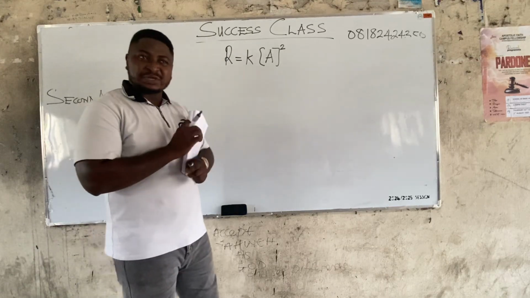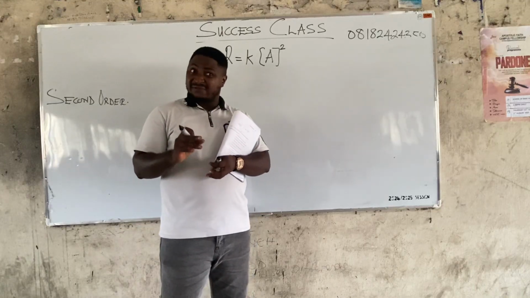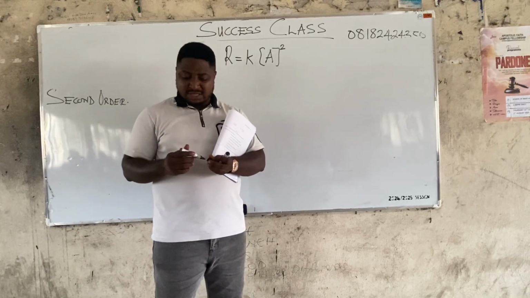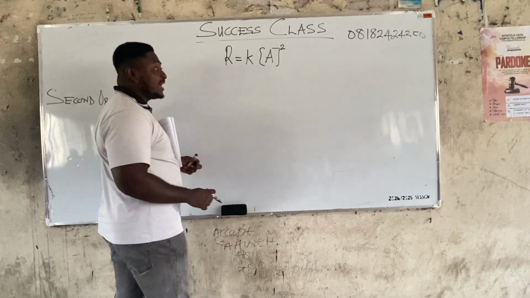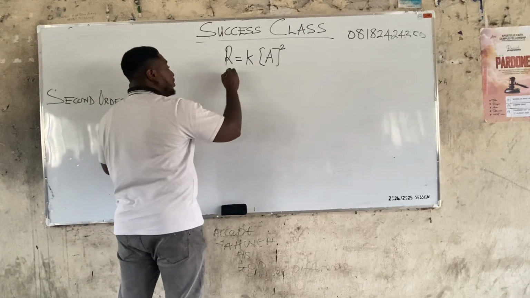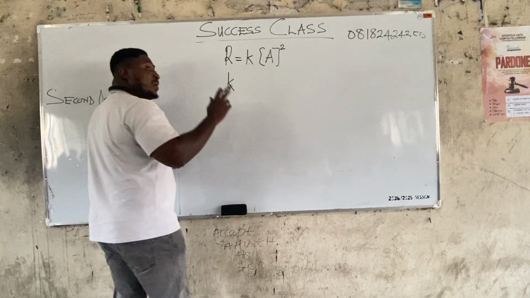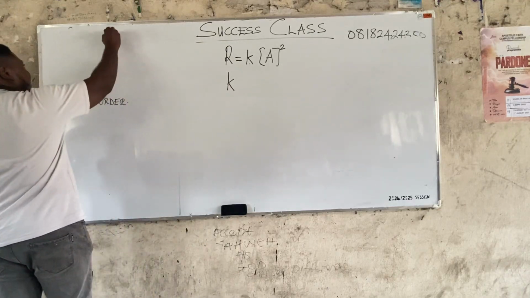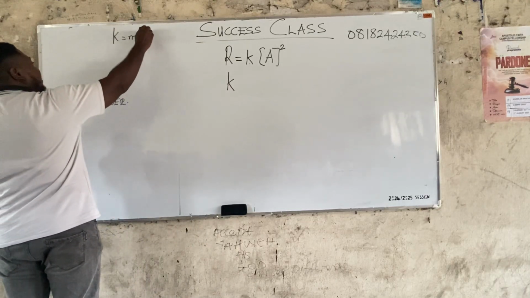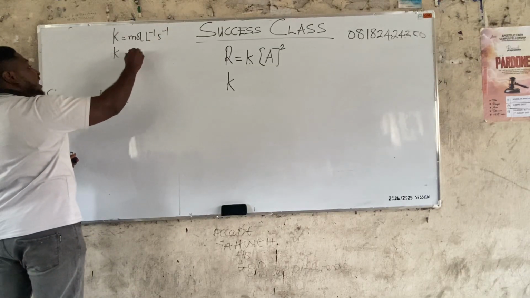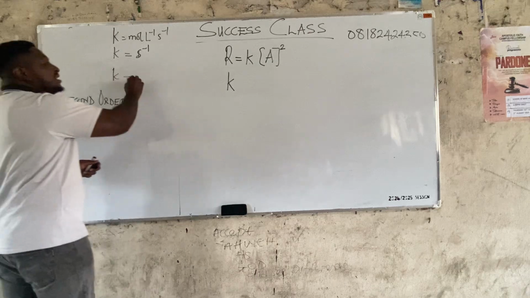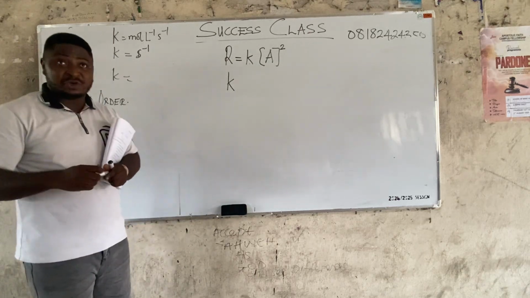Remember that I first taught rate equation before I started teaching order: zero, first and second, right? Now, this is the rate equation for a second order reaction. Class, make k the subject of the formula. I want to find the unit for the rate constant k. When it was zero order, what was the unit for k? Mole per liter per second. When it was first order, what was the unit for k? Per second. Now, let's derive the unit for k for second order. It could be asked in the exam.